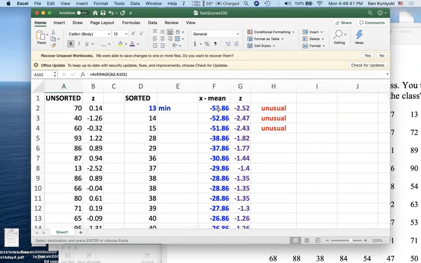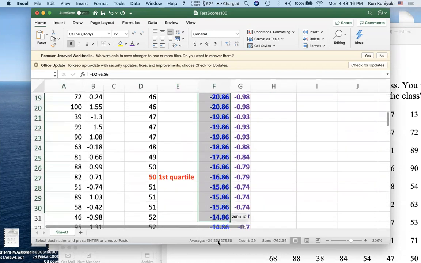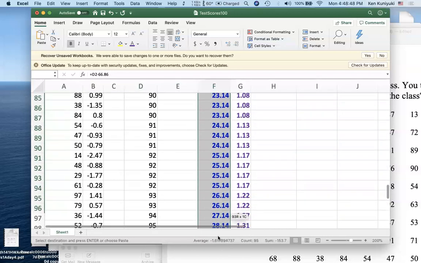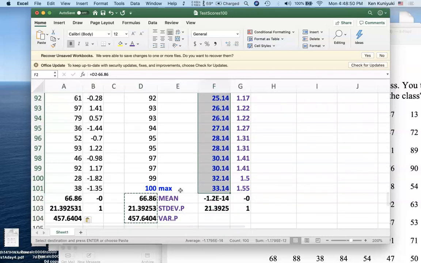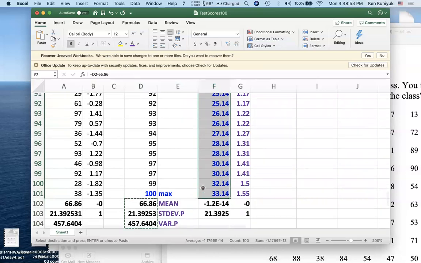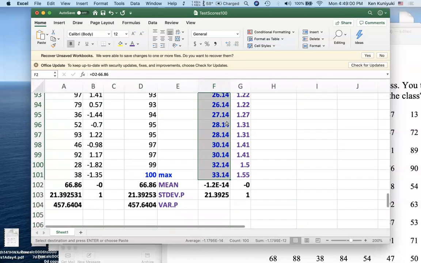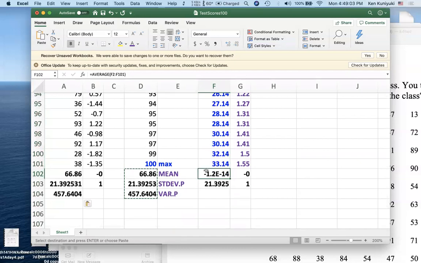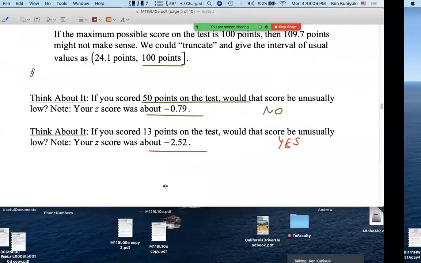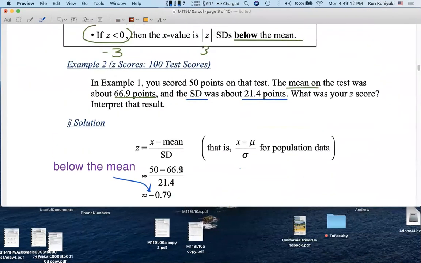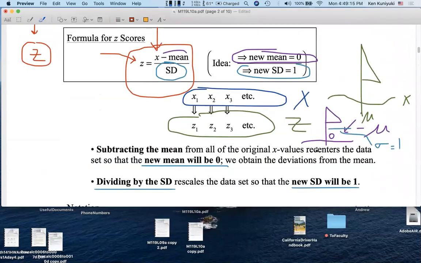If you subtract off the mean, you get the deviations from the mean. So in this blue column, notice we have negative values and some positive values, all right? The person who scored 100 scored 33 points above the mean. The person who scored 13 scored about 54 points below the mean. These deviations add up to 0. This is due to rounding error, but it's basically 0. The average of these deviations is 0, but the standard deviation is the same. That's the phase where we basically recenter the data values.